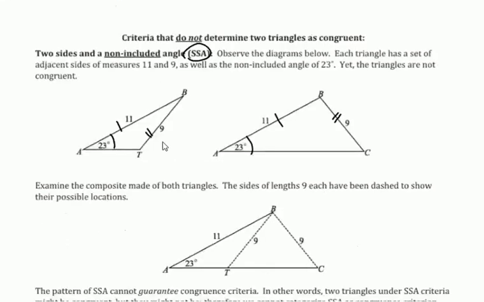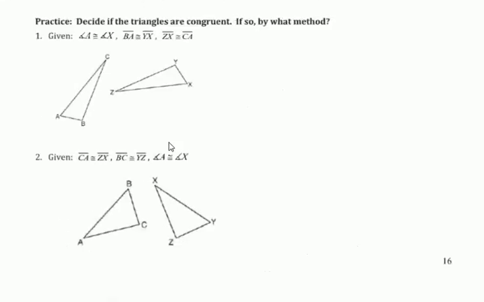Let's look back at a few additional proofs. On the page before, we'll go back and determine whether we have enough information to prove triangles are congruent or not based on the given information. In the first example, we're given angle A is congruent to angle X, segment BA is congruent to segment YX, and segment ZX is congruent to segment CA.